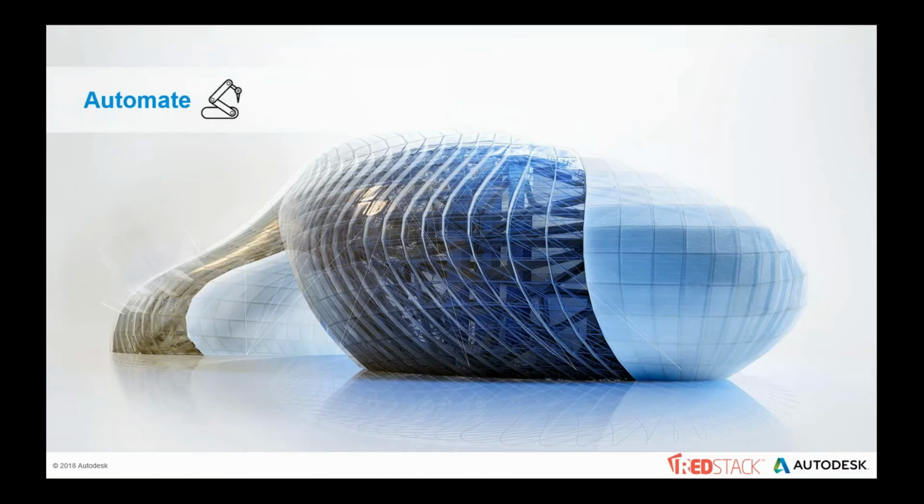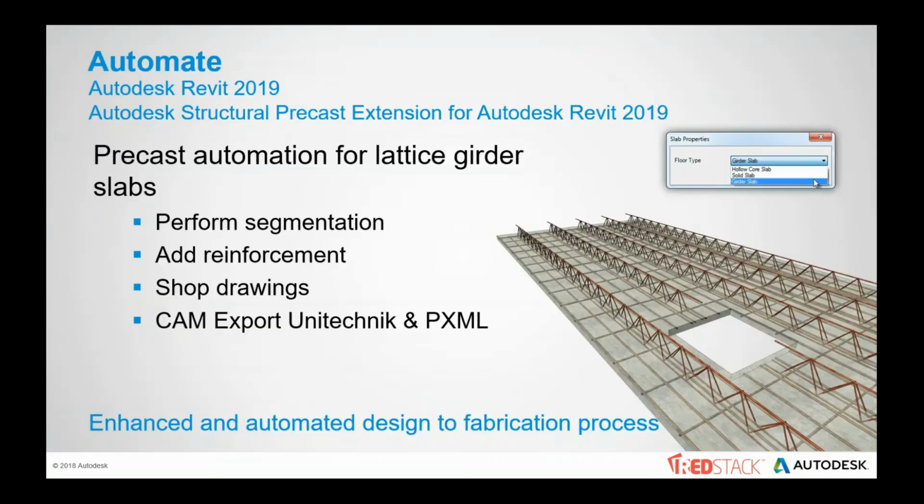Now we're going to look at the Automate theme, which is functionality that supports productivity by automating tasks. And this is going to be more in the structural and concrete side of things. So girder slabs are now part of the precast automation process, following similar configuration rules and workflows as the other existing types of precast element in Structural Precast extension for Revit.